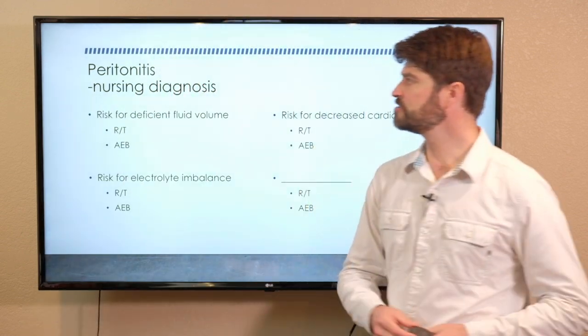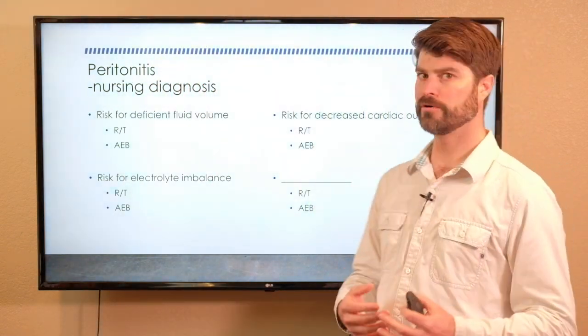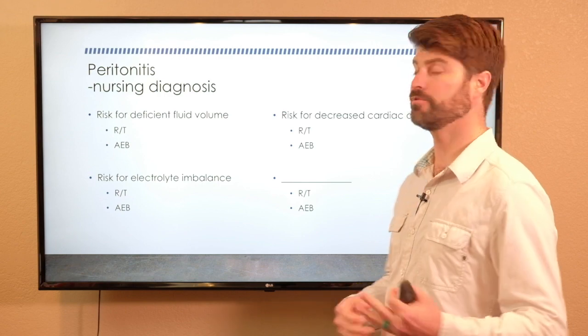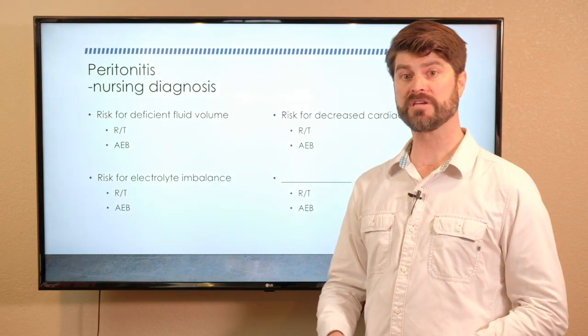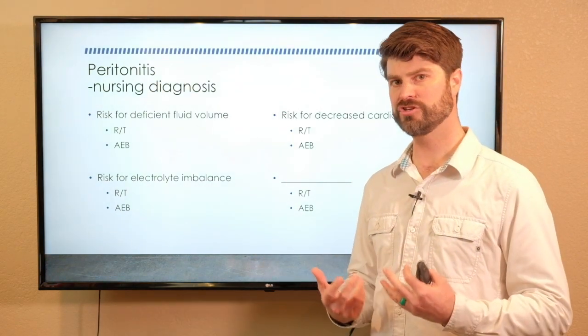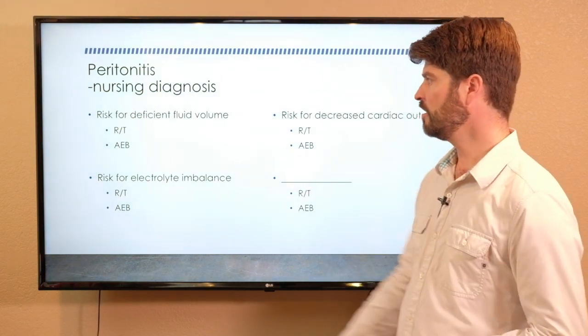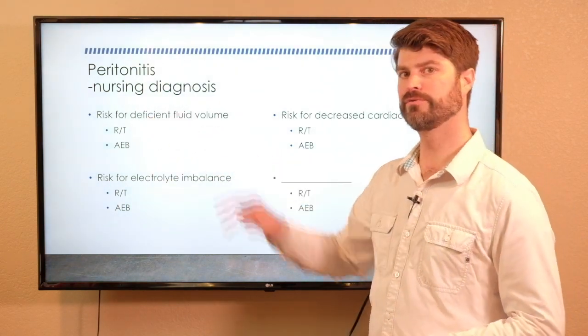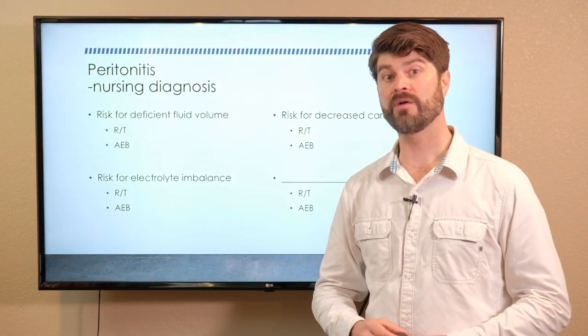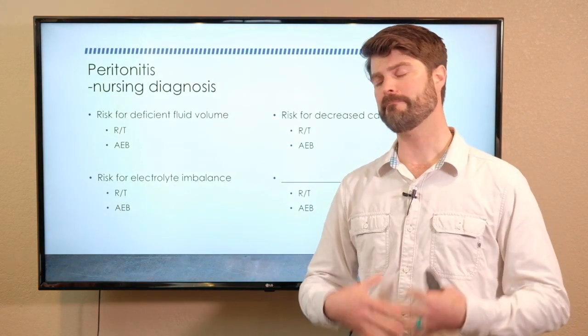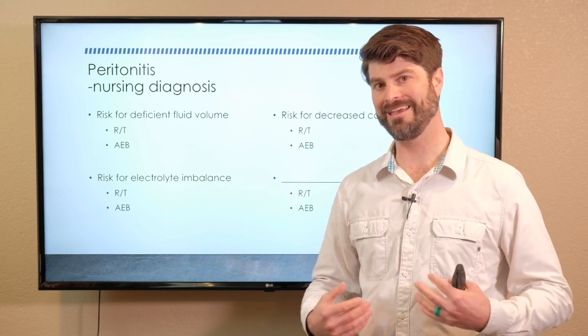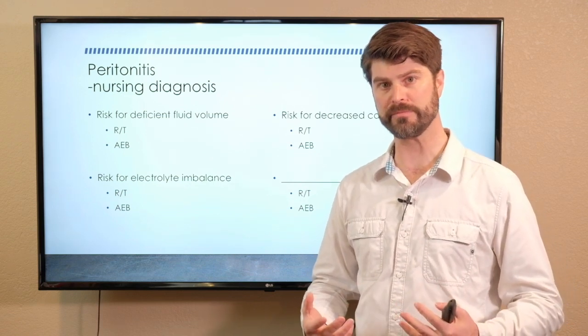So for us as nurses, we've got our different diagnostic priorities around these patients, and a lot of them are risk for problems because there's a lot of complications that can come about from peritonitis that we need to be prepared for in our patient. So things like risk for deficient fluid volume, right? So now we're talking about hypovolemia. That massive inflammatory response can push patients into a hypovolemic state.